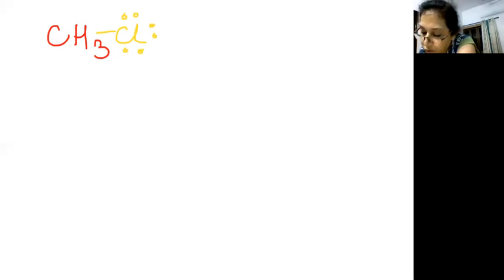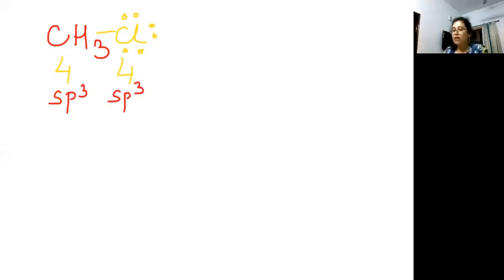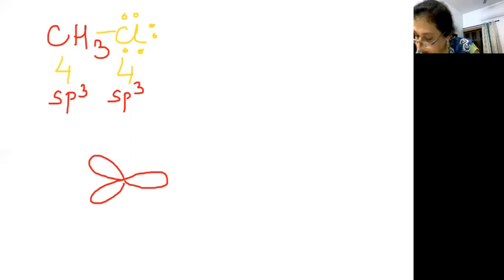My carbon has 4 sigma bonds, 3 with hydrogen and 1 with chlorine. So here the steric number is 4. My chlorine also has 3 lone pairs of electrons plus 1 sigma bond. So steric number is 4. That means both the atoms here are sp3 hybridized. Now we are all set to make the hybridized structure. Let me make the structure for carbon first. So this is the sp3 hybridized carbon which I have made.